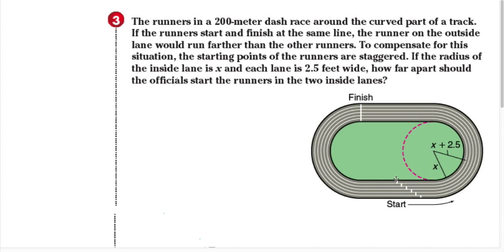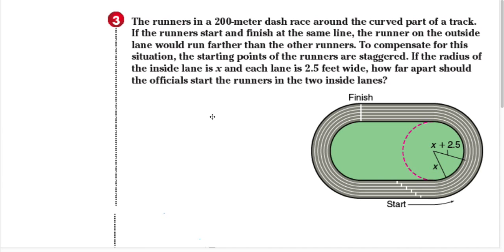Basically what it's saying is this. These are your starting lines, and the reason why the runners on the outside track start farther from the start line than, let's say, the runner from the inside lane is because this runner needs to travel farther than the first runner. So the runner in lane 1 would travel a shorter distance compared to the runner in lane 6. To compensate for this, they put the runner in lane 6 ahead of the runners in lane 1, and so on and so forth. So what it's asking is: how far apart should the officials start the runners in the two inside lanes? The two inside lanes are lane 1 and lane 2. So first things first, we need to know the circumference of a circle.